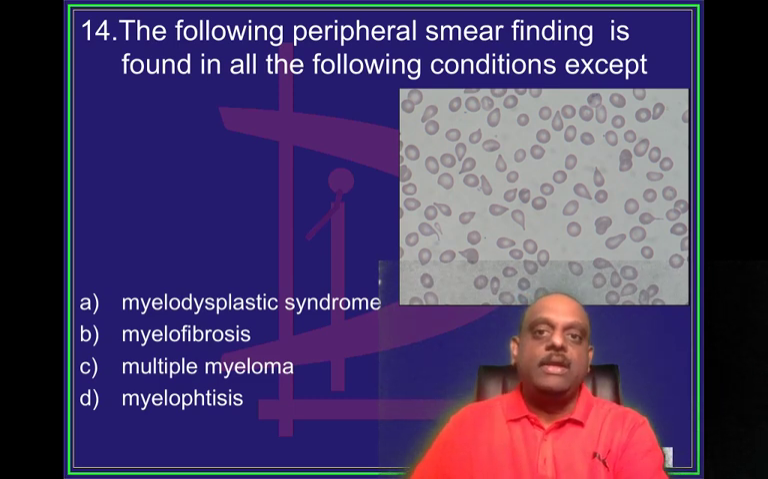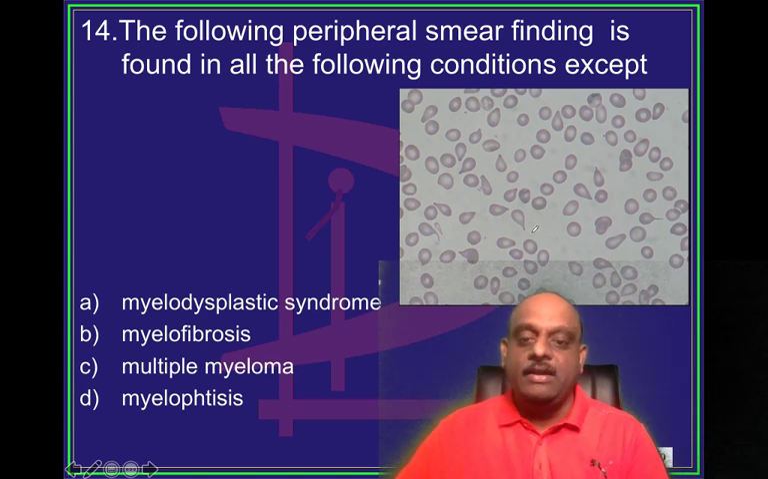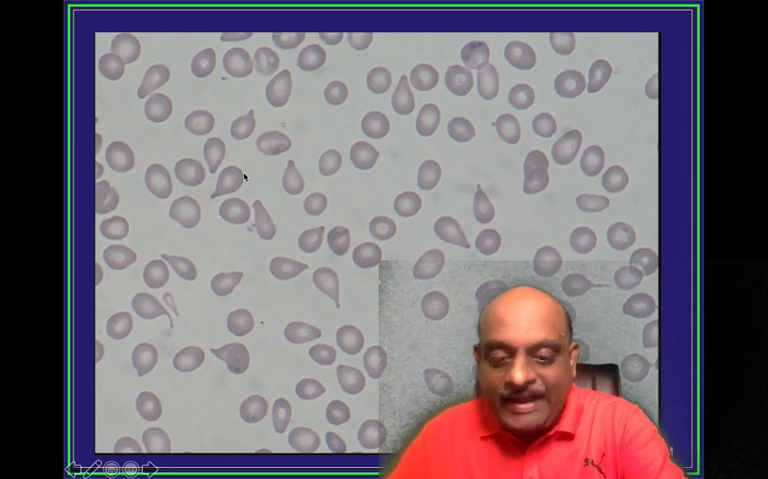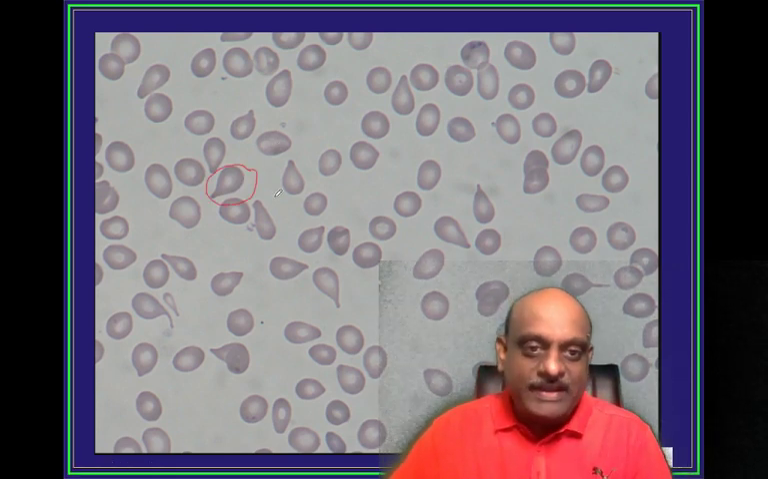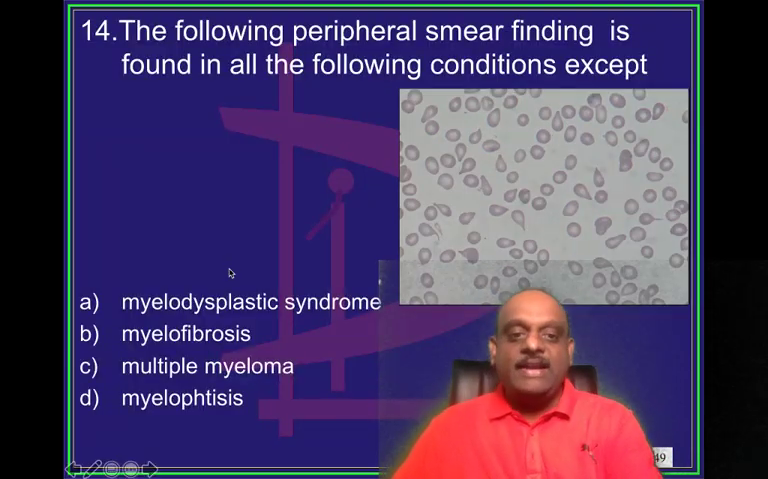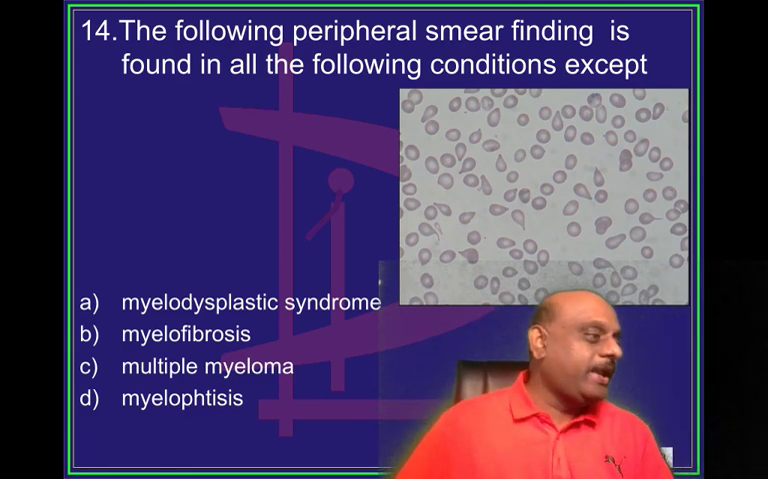Now, doc, this following peripheral smear which you are able to see, what do you see in this? What are these called as? And these are all seen in all these conditions except question number 14.